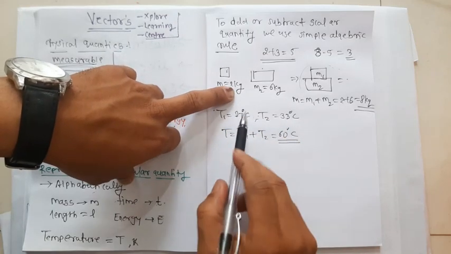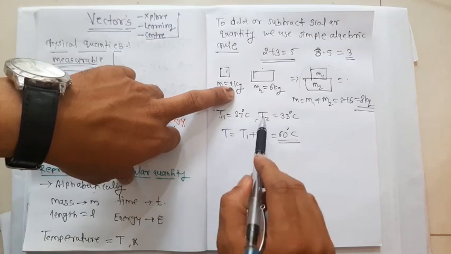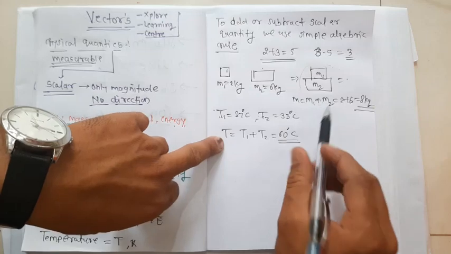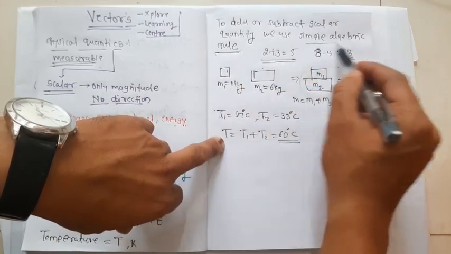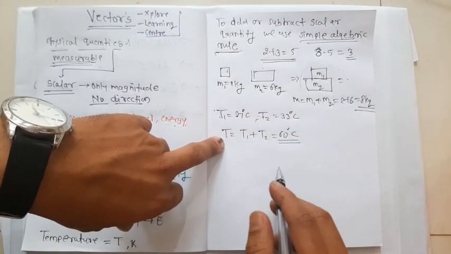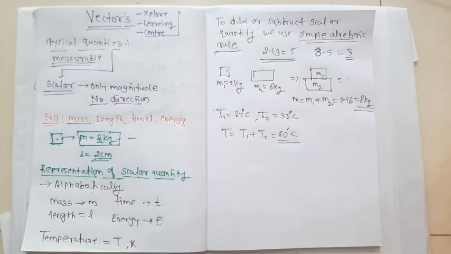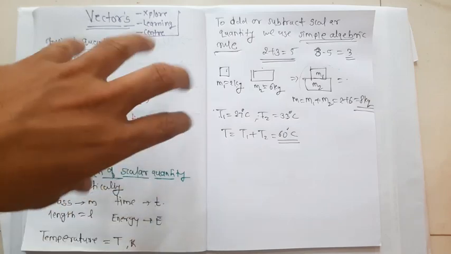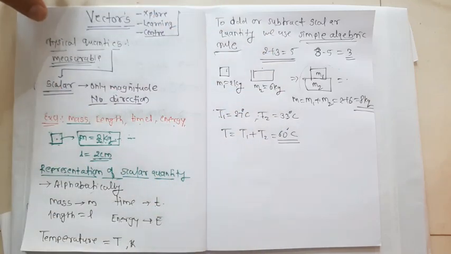So to add any scalar quantities, maybe temperature, maybe mass, maybe length, or maybe energy, you can just use simple algebraic rules. There are no extra or different laws to add them. So these are the things regarding scalar quantities.